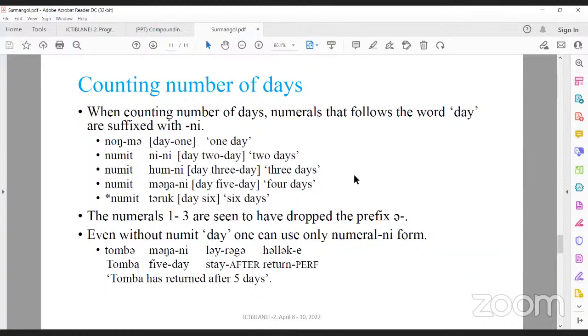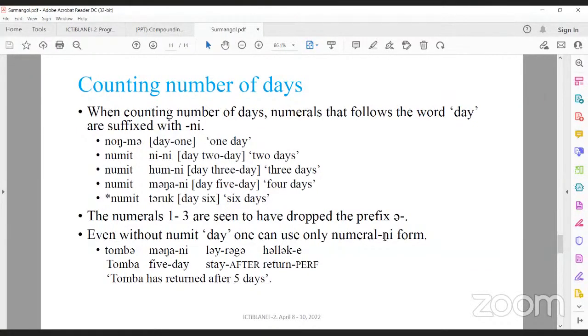So then humni, we say three, then again, numit mangani, here still we see the day, 4 days. This would be 5 days, sorry. There will be a correction. Manga would be this, I have written four, this would be 5 days. And we don't say numit taruk. So it looks like a little odd. Numit, it should be numit taruk. If we are counting the number of days, ni should be here. Numit taruk ni, 6 days.